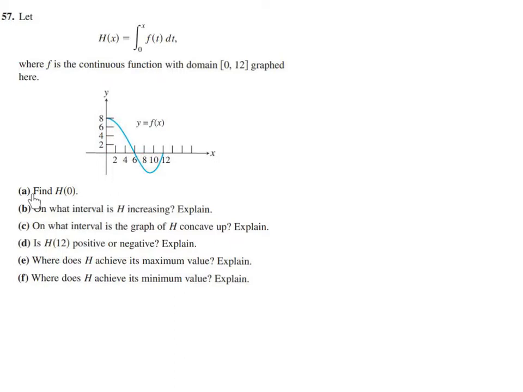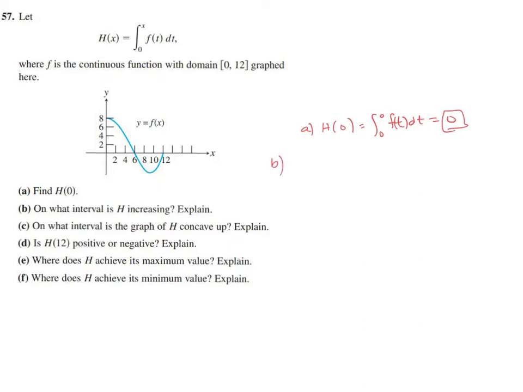So now that we understand that, let's answer these questions and see if we can understand how we're supposed to answer them. The first one, definitely the easiest one, find h of 0. So for A, h of 0 is simply the integral from 0 to 0 of f of t dt, and of course, that's just 0.